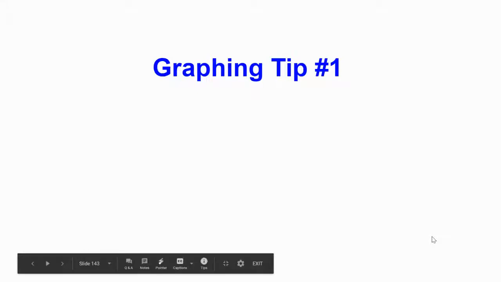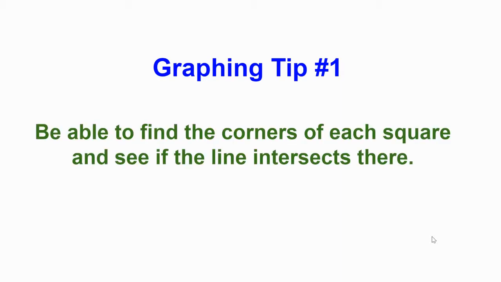Okay, the number one graphing tip as we go through this is really being able to see and understand, be able to find the corners of each square and see if the line intersects there. These corners, and if the line intersects on the corners, makes the graph really easy to read. These are key spots on the graph.